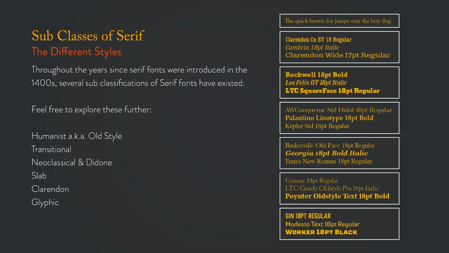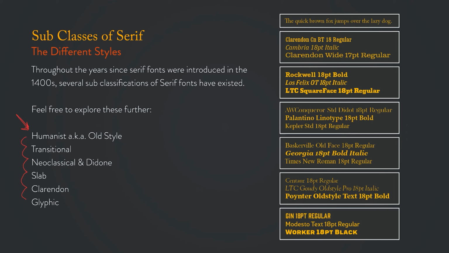So there are loads of different subclasses of serif, and I'm not going to go through all of them, but feel free to explore these further. They basically started off with the humanist or old style in, I think, around the early 1400s, and since then have grown to transitional, neoclassical and didone, slab, clarendon and glyphic. So all of these mean certain things.